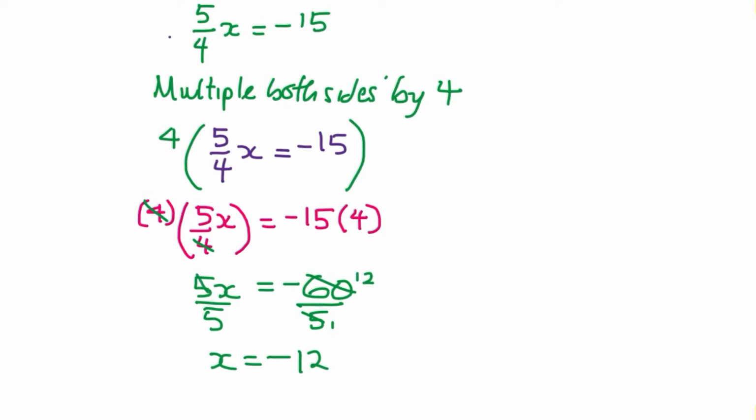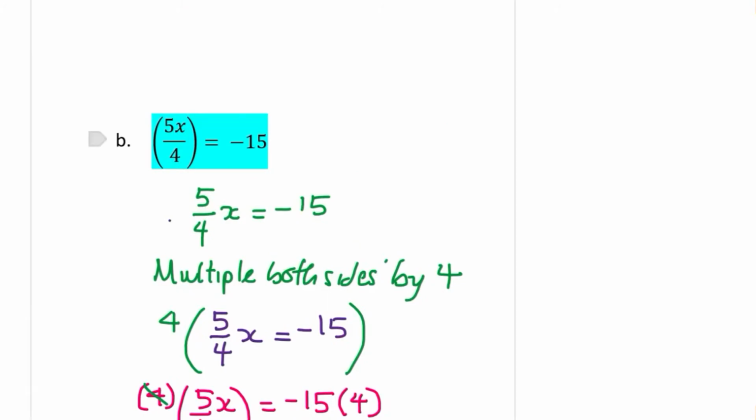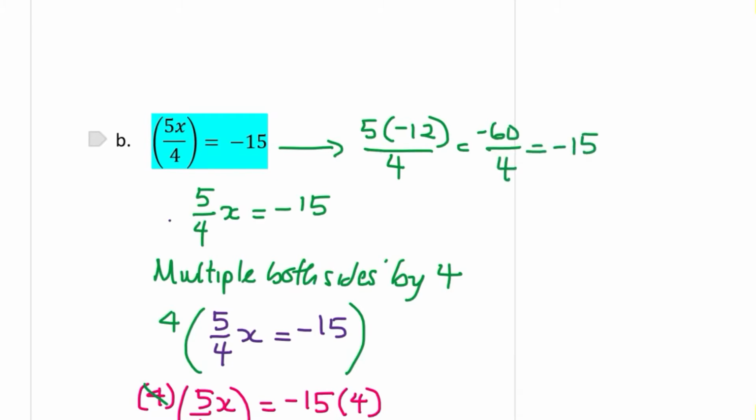And this side cancels out, which means that if I put this particular x back into the original question, indeed our answer will be equal to negative 15, which means 5 times negative 12 over 4 will be equal to negative 60 over 4, which gives us negative 15, which is actually true in this question. So that is really good.